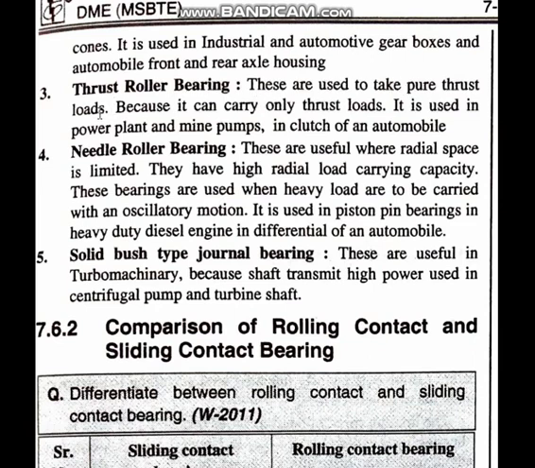You see, more thrust load is coming. A little thrust load means other bearings can bear it. But when more thrust load is coming, then you have to use thrust roller bearings, because they can carry only thrust loads. They are used in power plants and mine pumps, and in clutches of automobiles. The clutch will actually be moving, you see. Therefore, thrust roller bearings are used there.